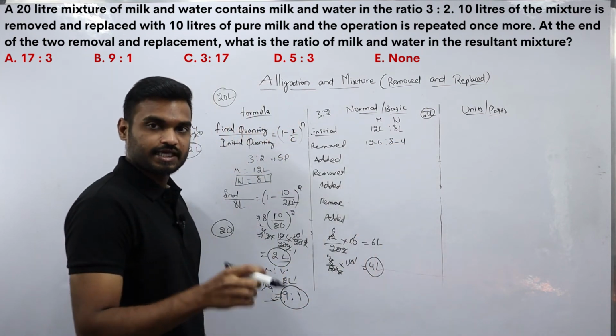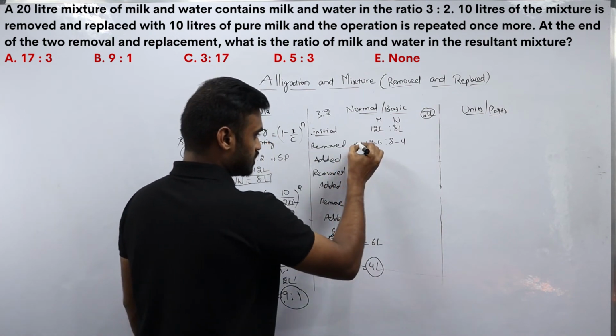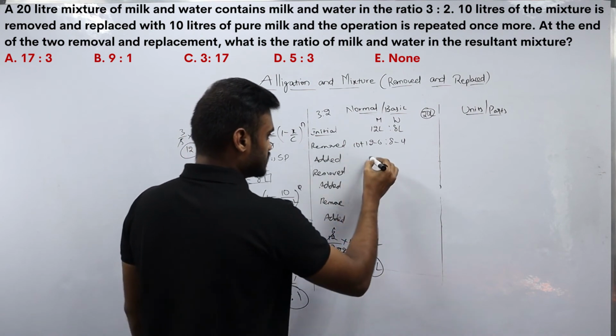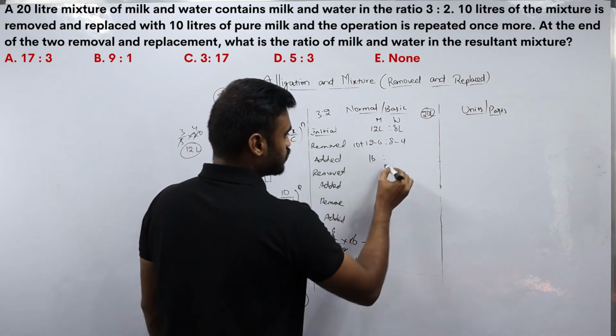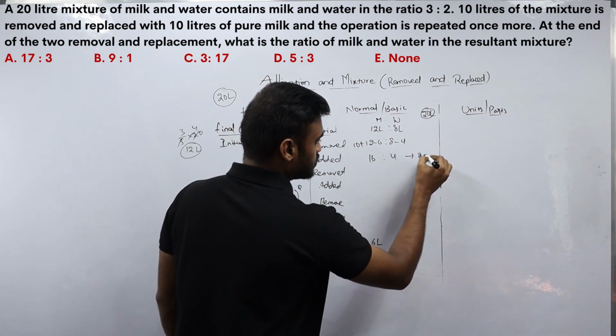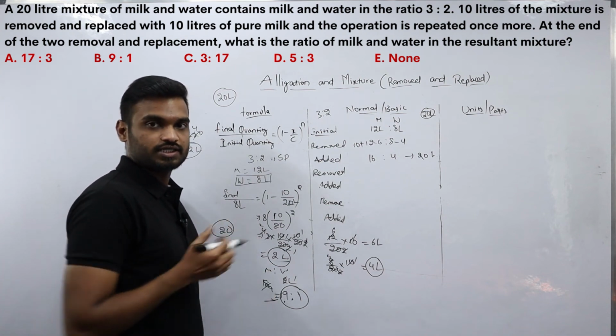Now we are replacing the same quantity with pure milk. So plus 10 liters of pure milk. So we will get 12 minus 6 will be 6 plus 10 is 16, is to 8 minus 4, that is 4. Again the total mixture will be 20 liters. Okay, now again we are taking out 10 liters of mixture.